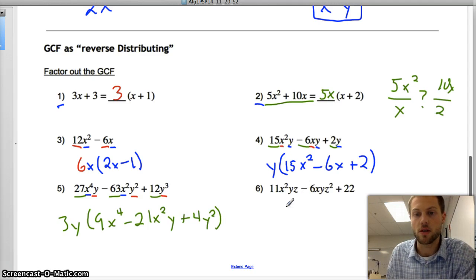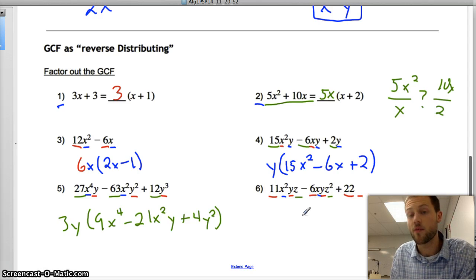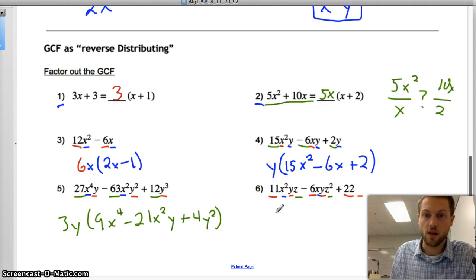Now the last one, let's work on this one together. Look at my coefficients, 11, negative 6, and 22. I'm not seeing a greatest common factor there, so let's take a look at the x's. I've got an x squared, an x, and nothing over here. And then for the y's, I've got a y, and nothing there. And it looks like I've got a z squared, and nothing there. I'm not seeing any sort of common factor. I can't really take out a 1 because that wouldn't change anything. So in this case, I don't have a greatest common factor, so I can't factor anything out here. So I'm left with the original polynomial.